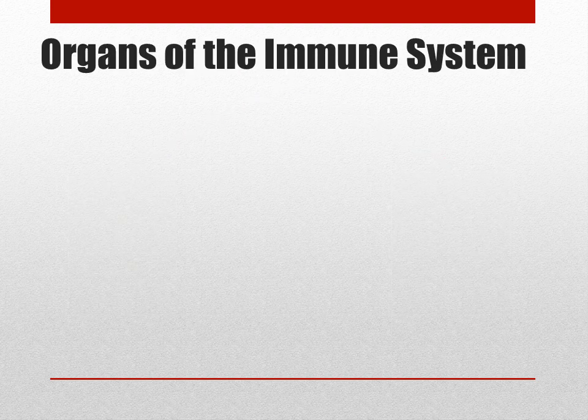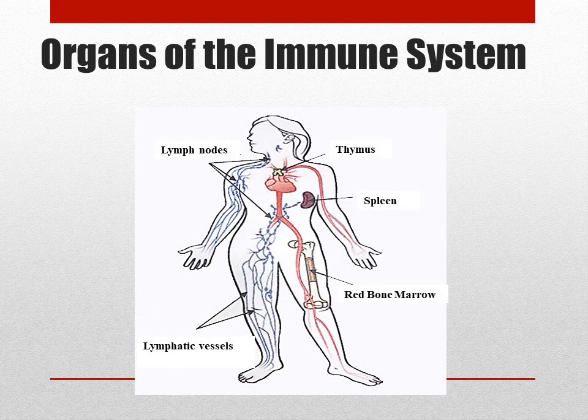As it is important to study the characteristics of cells involved in immunity, it's also important to identify organs of the immune system where some immune cells are produced. Organs of the immune system involve thymus, spleen, red bone marrow, and lymph nodes.